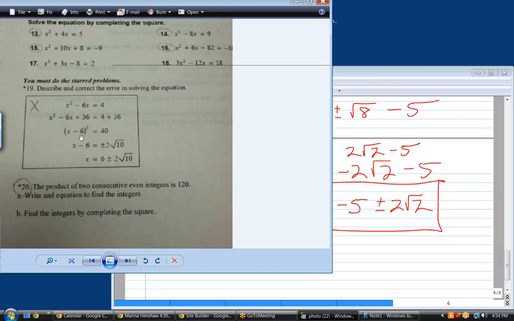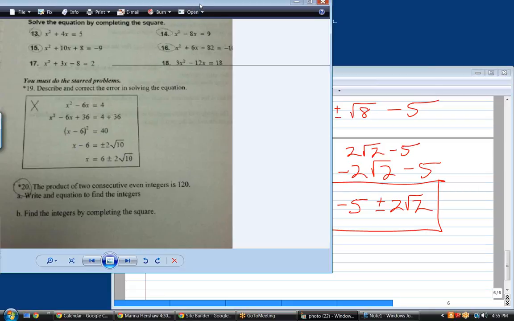I don't see it. The square root of 40 is the square root of 4 times the square root of 10, which is 2 root 10. It's also plus or minus. They add 6 to both sides to produce this answer. This looks perfectly fine to me. I don't see the error there. That's odd.